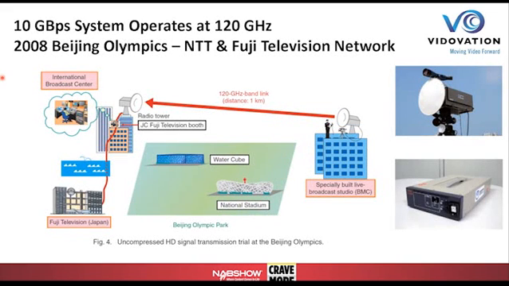This is a nice slide. It shows you a little pictorial of what NTT and Fuji television networks achieved for the Beijing Olympics, and this was quite a few years ago. So we've come a long way since then. Really, in this country, a system like this could probably go into operation today. It's just we really need the regulatory approval to operate at the 120 gigahertz band.